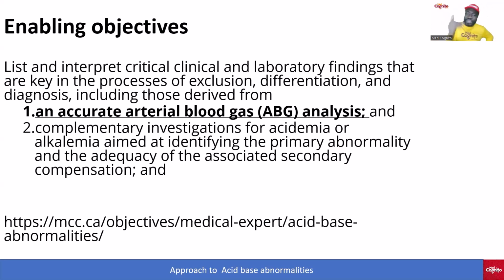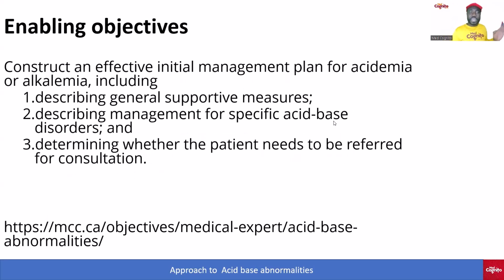And then complementary investigations for acidemia or alkalemia aimed at identifying the primary abnormality and the adequacy of the associated secondary compensation. Today, we will not focus on secondary compensation yet, because I want us to make sure that we grab this well. And if you grab this well, you've grabbed 80% of acid-base abnormalities. Okay, good. The next point is construct an effective initial management plan for acidemia or alkalemia, including describing general supportive measures. Number two, describing management for specific acid-base abnormalities.